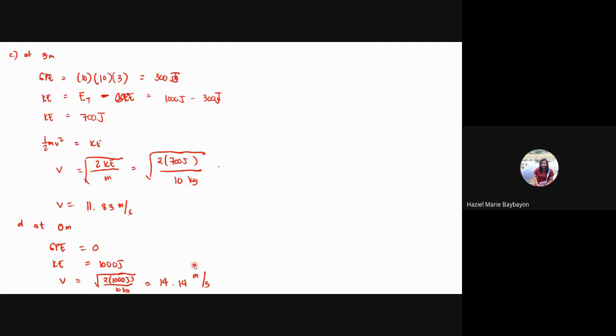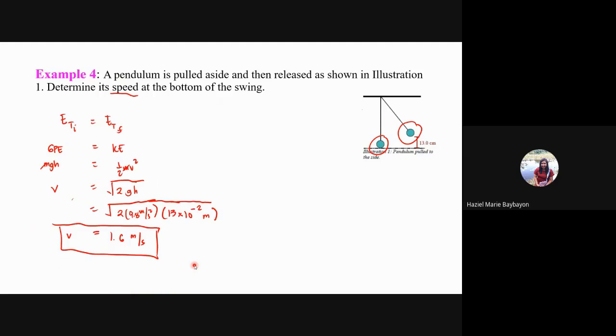Okay? So do you have questions? Okay. So this is another example of conservation of energy. All right, so let us continue with the fourth example.